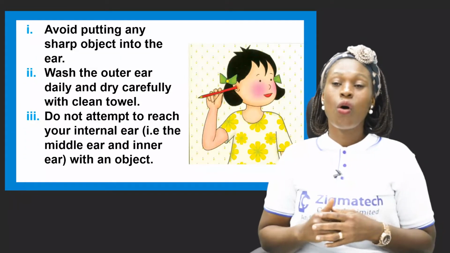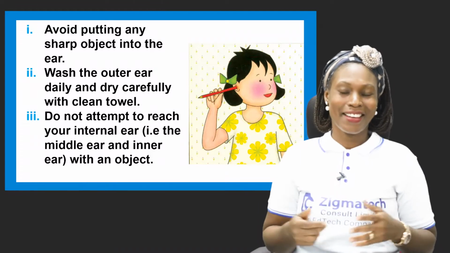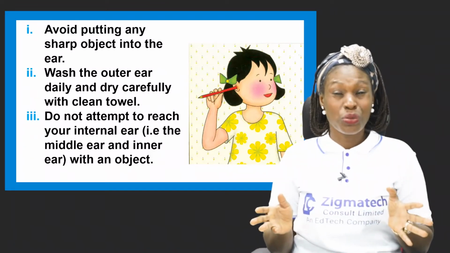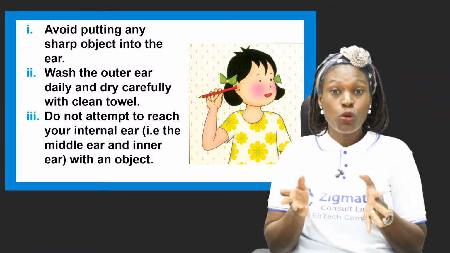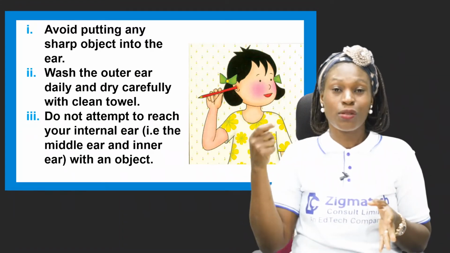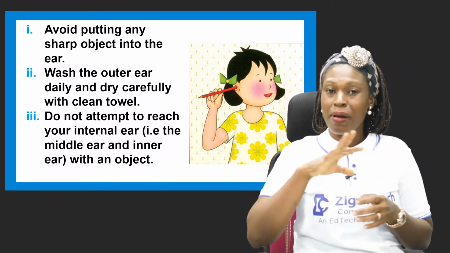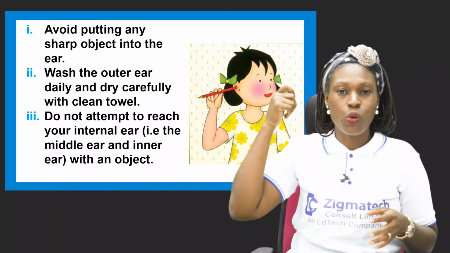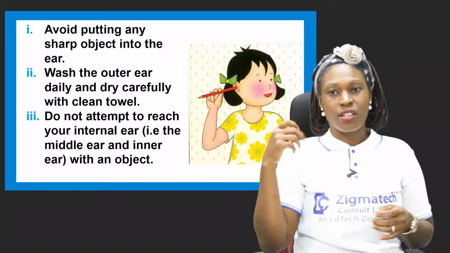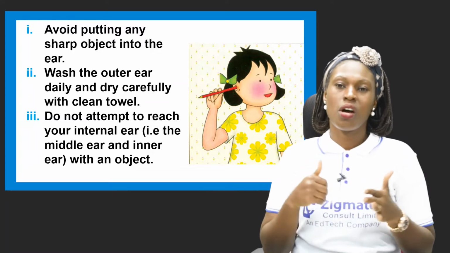Now, avoid putting any sharp object into the ear. We might likely say this is common with children, but I find most adults do it. They can actually use a toothpick because the ear is itching, and they use it to clean their ear. It's very, very dangerous. Just about anything, a biro cover, whatsoever, to clean or pick the ears. Do not put anything into the ear.